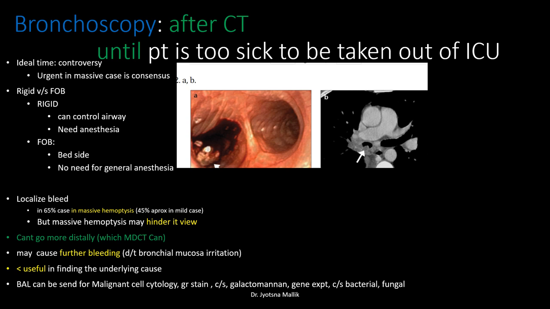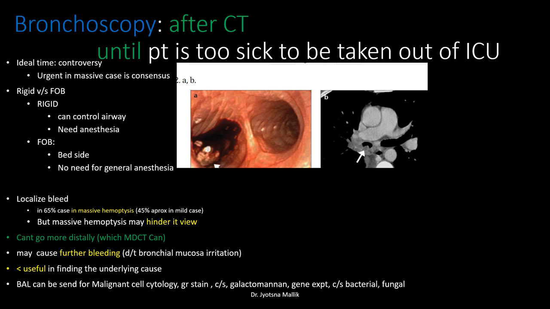It helps in localizing the site in 65% of massive hemoptysis and 45% in mild hemoptysis. But in massive hemoptysis, sometimes it may hinder the view. The blood can hinder the view of the bronchoscope and we may not be able to see anything. So at the same time bronchoscopy can't go distally, and in the multi-detector CT scan we can see the whole lungs and the airway. We can see from one end to another end.